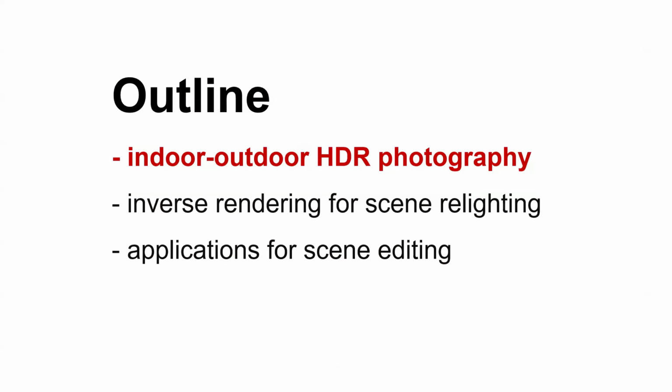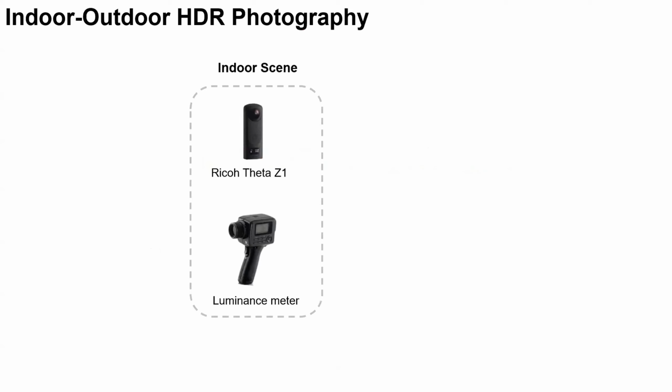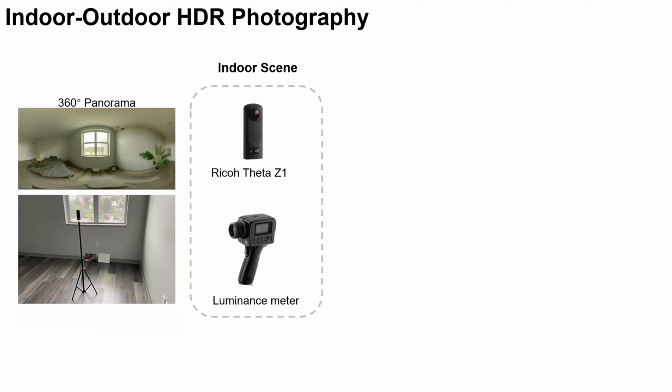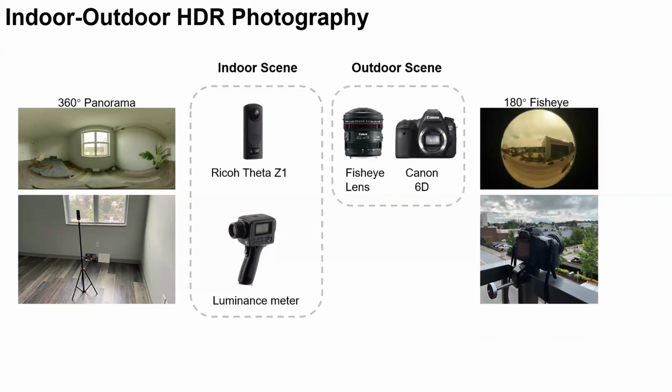So for this talk, first we will walk through the indoor and outdoor HDR photography. For the indoor scene, I use a Ricoh Theta Z1 camera plus a luminance meter. I set up the camera with a tripod, color checker, and a whiteboard, and then capture a 360-degree panorama. For outdoor, I use a Canon 6D DSLR camera plus a fisheye lens. Then the camera is placed outside the room, and we can capture a 180-degree fisheye. And then I will use indoor measurement to calibrate outdoor HDR.